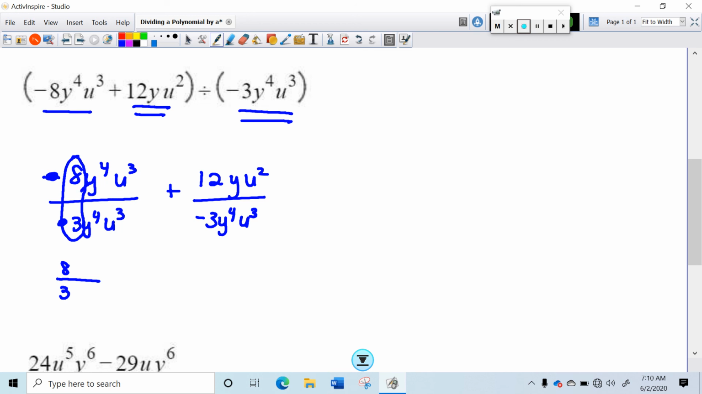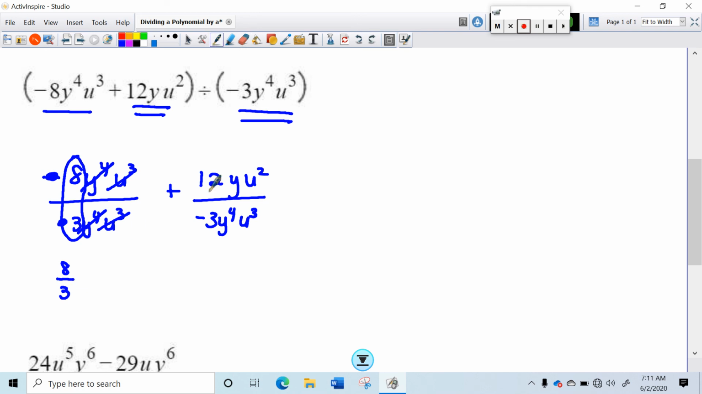If you have the exact same thing top and bottom, they cancel out, because 4 take away 4 is 0. That means 0 y's in your answer. And for my u's, I've got a 3 on the top and a 3 on the bottom. Again, if they're the exact same exponent with the exact same letter, you cancel them out, because 3 take away 3 is 0. So that term is just 8 over 3.